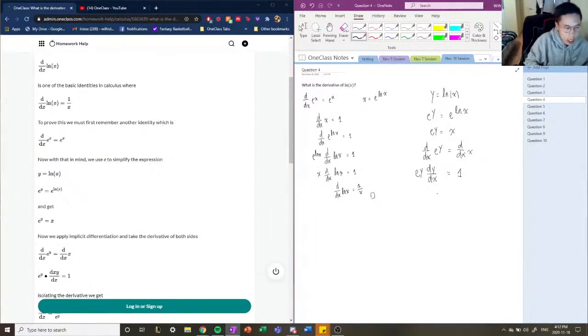Okay, so now they have dy/dx equals 1 over e to the y. But they notice that e to the y actually just equals x. So they're going to say this equals just 1 over x, right? And dy/dx can be alternatively written as d/dx of ln x, because they just took this y, which is just ln x, and now we have proved that the derivative of ln x equals 1/x in 2 different ways.